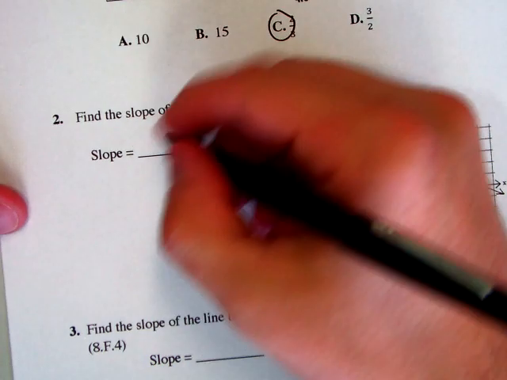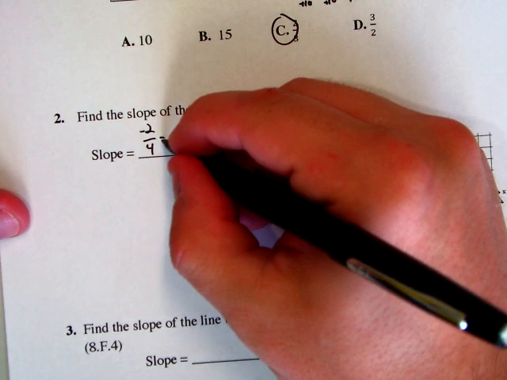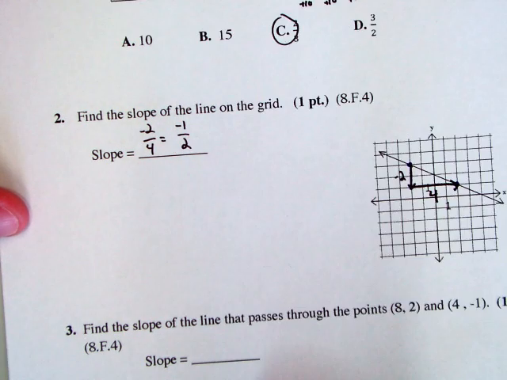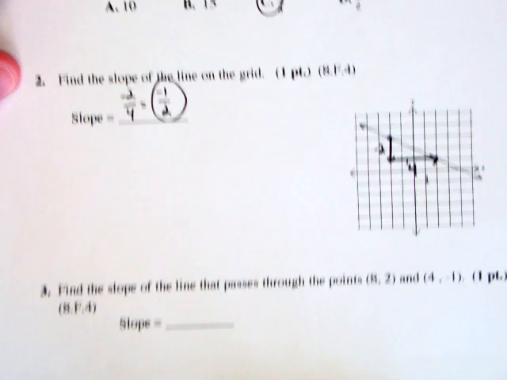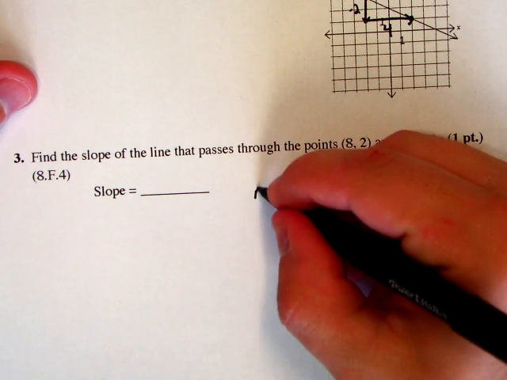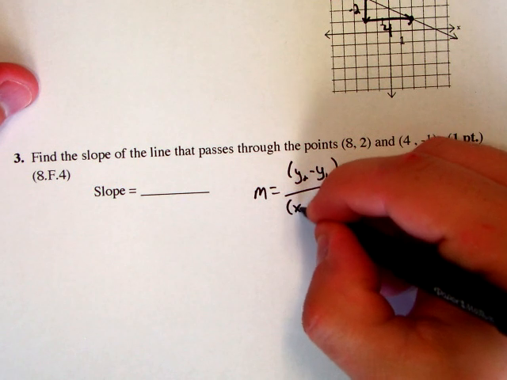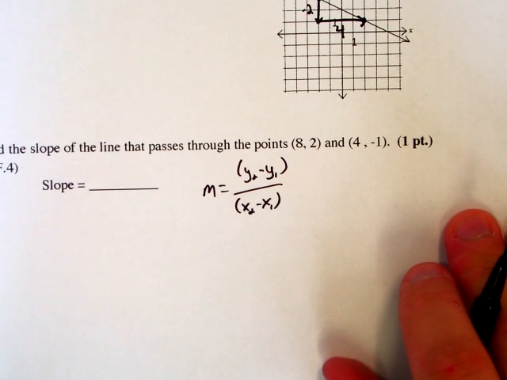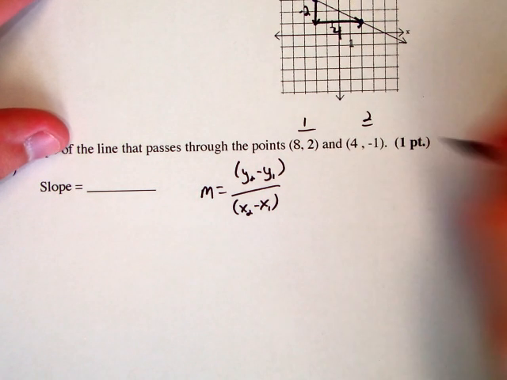So my slope is my rise over my run. And this needs to be simplified by dividing both of them by 2. So I get -1/2. Number 3, find the slope of the line that passes through those two ordered pairs. So the slope formula is y2 minus y1 over x2 minus x1. I'm going to make this my first ordered pair and this my second.